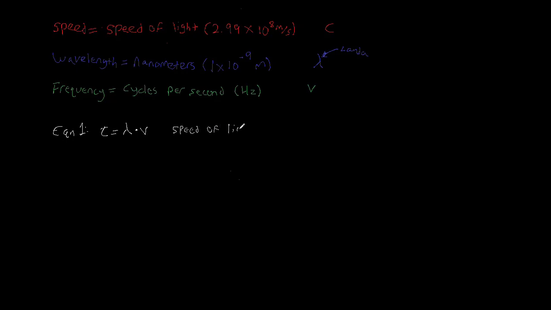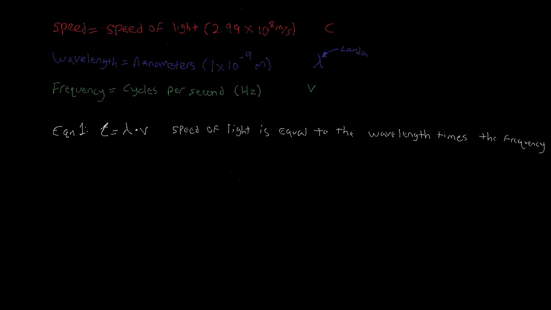Speed of light is equal to the wavelength times the frequency. Right, that's what this equation here is saying: the speed of light is equal to wavelength times frequency.